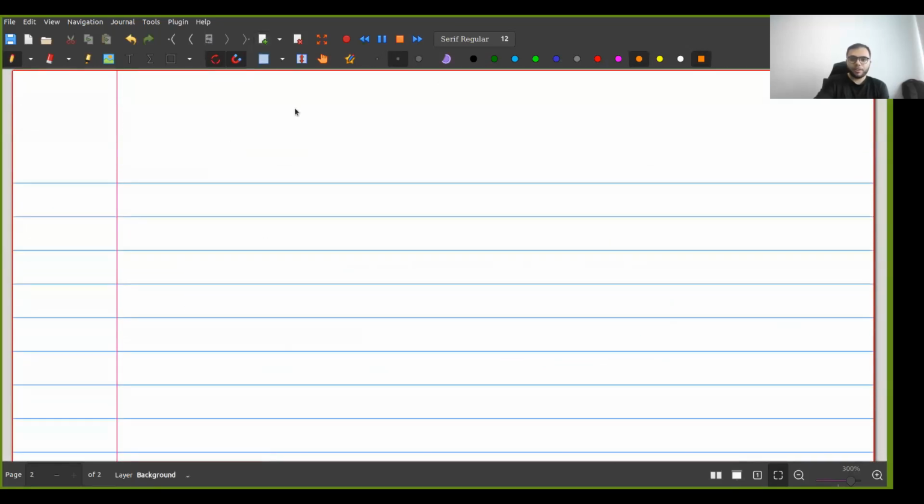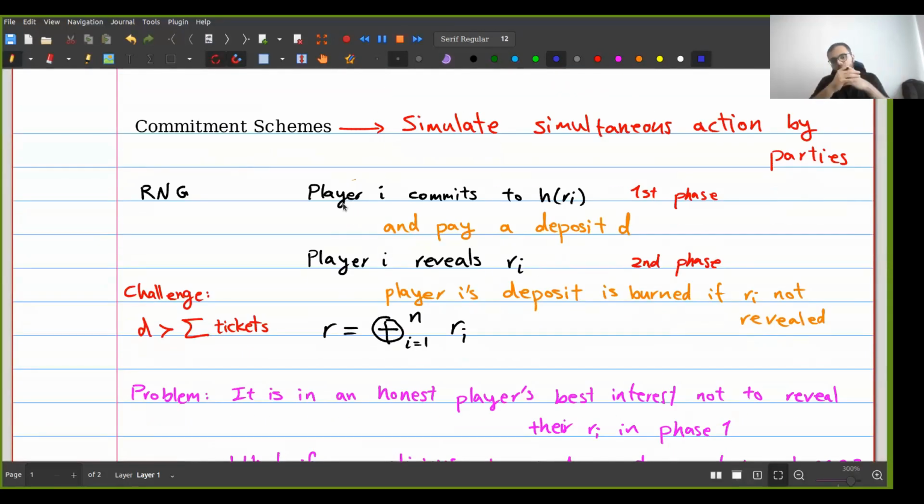But let's go back to our random number generation now. So let's go back to RNG. Now, the problem we had here was not really a problem with commitment schemes. It was a problem with the amount of deposits that we have to put. The commitment scheme here works because the important property that we need for commitment schemes to work is that we want every honest player to be incentivized not to leak their value in the first phase. And here, every player really has an incentive not to leak their value, because what's the point of leaking your value to others? You're just giving more information to them. You're putting them at an advantage in comparison to yourself. But the problem, of course, is that this deposit is too large.